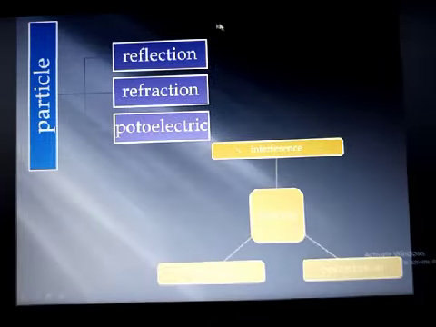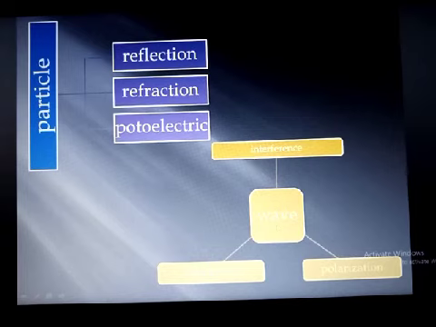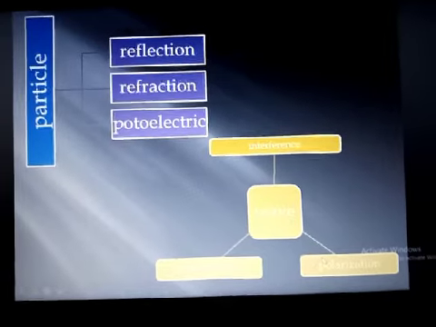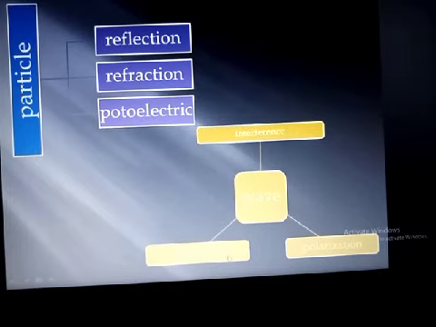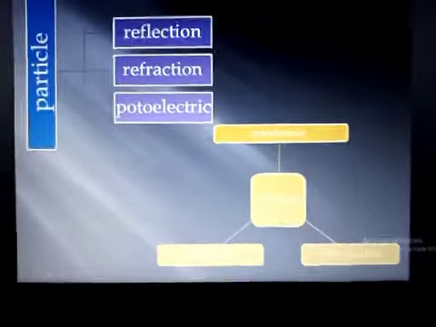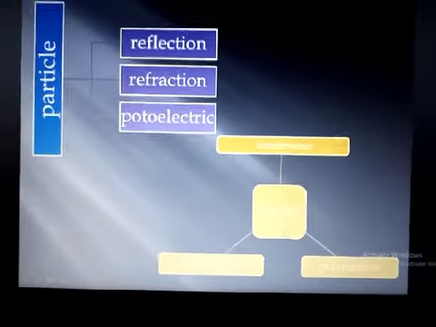And if light is a wave, interference, diffraction and polarization are the properties that can be explained. Okay, diffraction, polarization and interference, these three properties can be explained if you consider light to be a wave in nature. Okay, the rest of the things we will discuss in the next class.